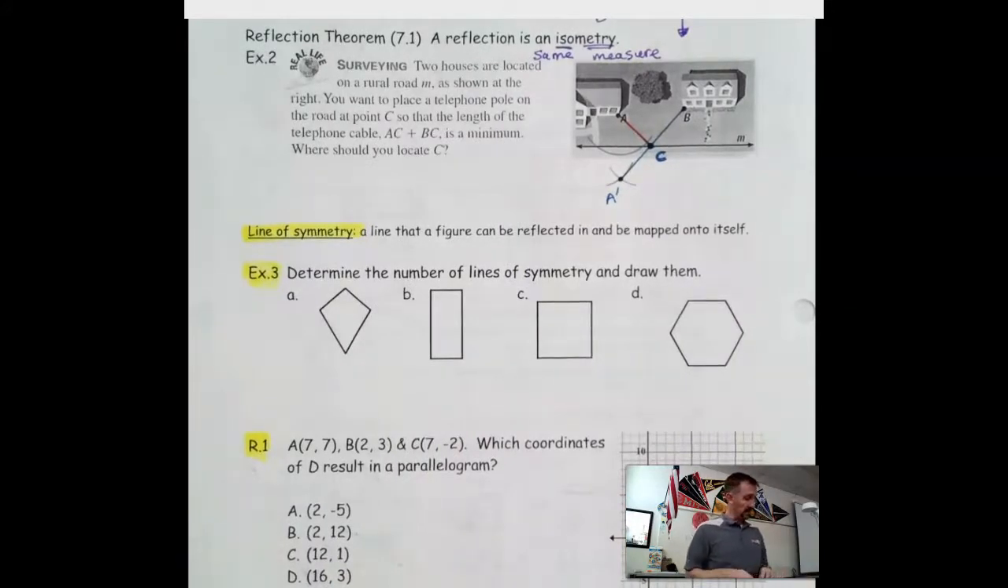Okay, a line of symmetry is a line that a figure can be reflected in and mapped onto itself. Basically, it's a line that we can draw and fold it in half, and it lands exactly on itself. So if we take my hands here, hopefully, we fold them in half, it pretty much lands on itself. Okay? So determine the lines of symmetry and draw them.